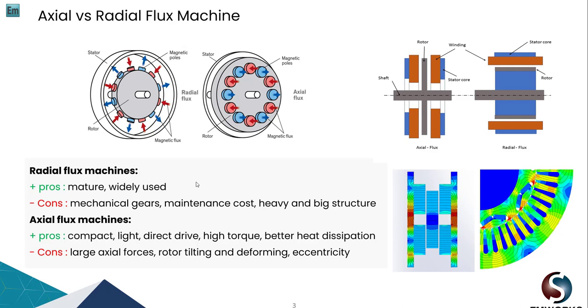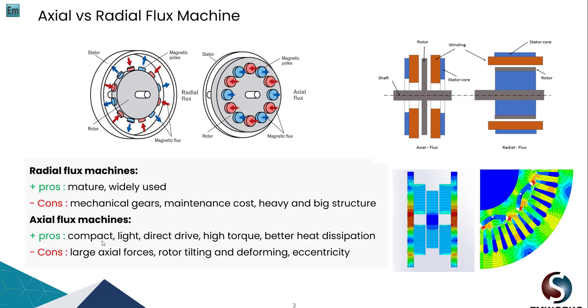However, the radial flux machines need, most of the time, mechanical gears, higher maintenance, and they tend to be heavier and bigger in structure. So they're more bulky. They could be okay for certain applications, but in some other applications where space is not available, like in aerospace and space applications, where weight is very important and the size is very important, people in the last decade or so started thinking about an alternative, what is called the axial flux machine.